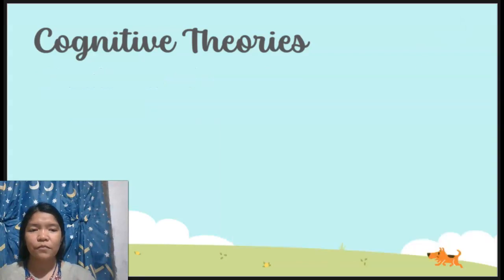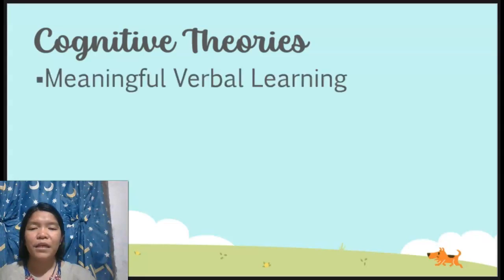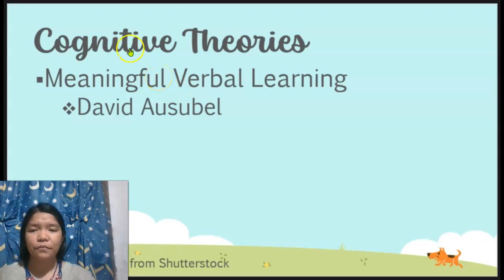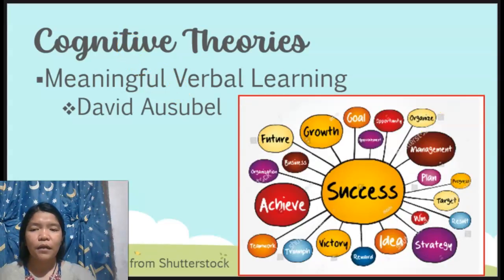Next, we have meaningful verbal learning of David Ausubel. Meaningful verbal learning of David Ausubel stresses that the most important factor influencing the learner is the quantity, the clarity, and the organization of learners' present knowledge. What is the implication to teaching of David Ausubel's meaningful verbal learning?